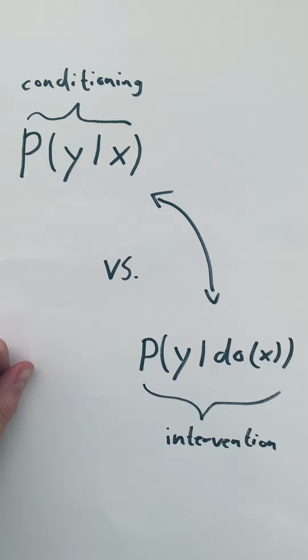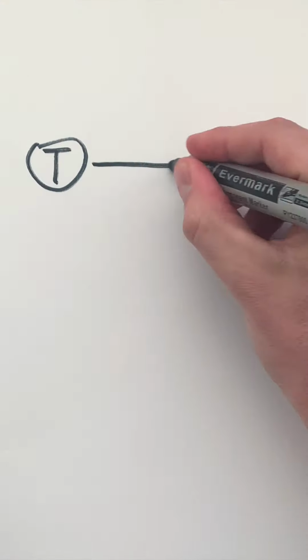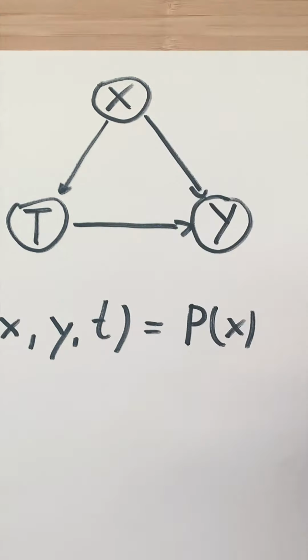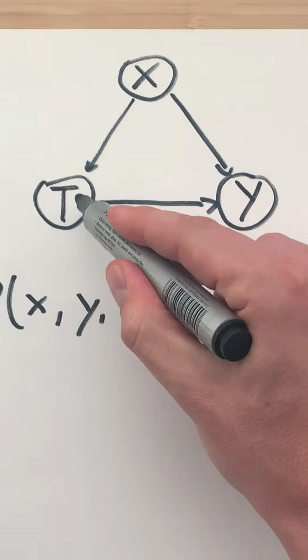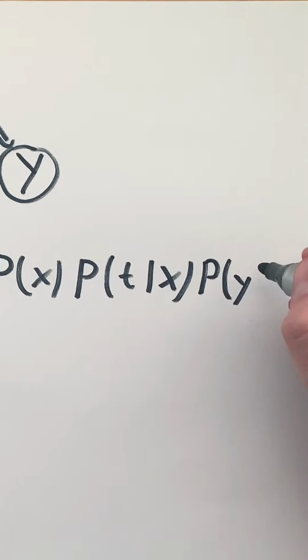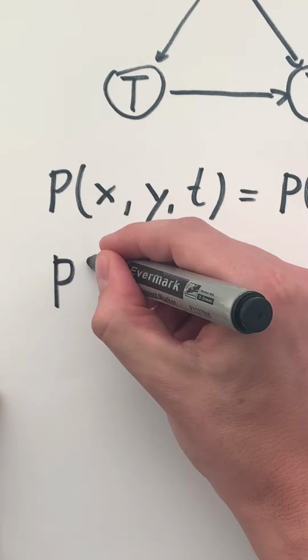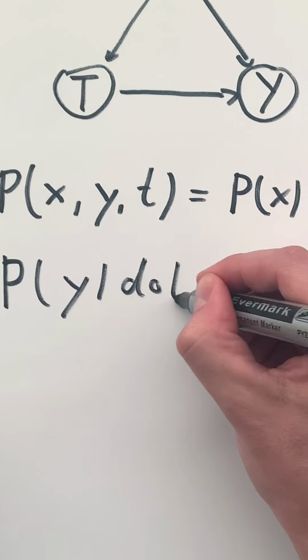This is called identifiability. If we look at our causal graph, the probability distribution for x, y, and t can be factorized by the distribution of x, the one of t depending on x, and the one of y depending on t and x. But how do we transform this to the probability of y enforcing the treatment?